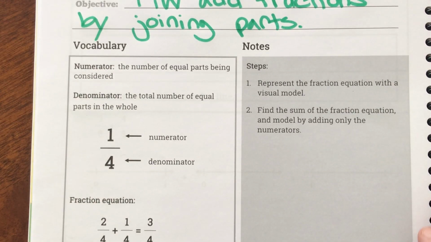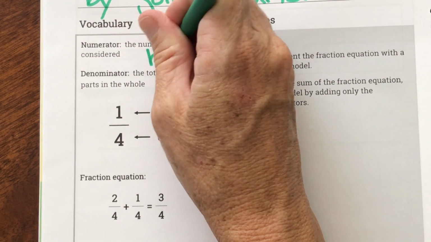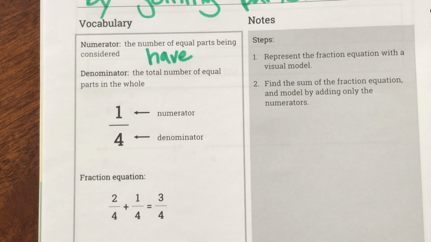They're reminding us what the two parts of a fraction are. We have a numerator, which is the number of equal parts being considered, and we think of that as what we have. Our numerator is how many parts we have. And then our denominator is the total number of equal parts in the whole. So how many parts was the whole partitioned or cut into?